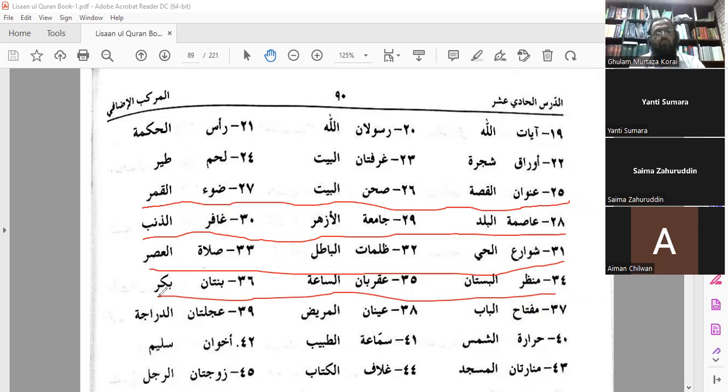Manzarul bustani. Aqrabani. Sister, aqrabani is muthanna. So what action are you going to take while making it mudaf?